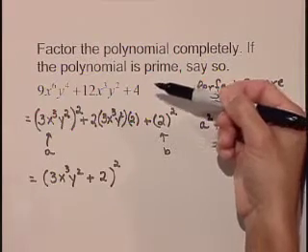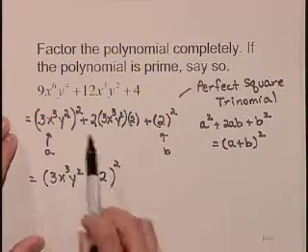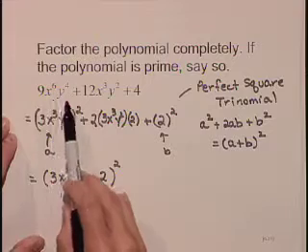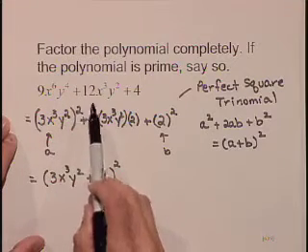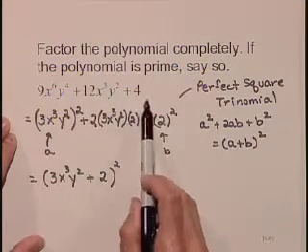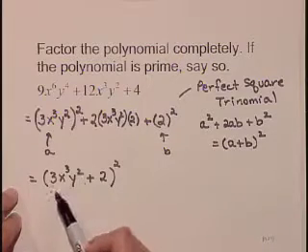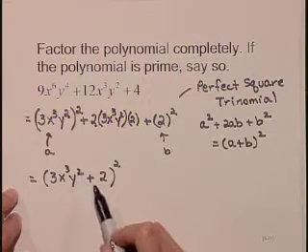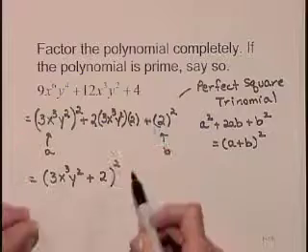I think we will then find that the correct completely factored form of 9x to the 6th y to the 4th, plus 12x to the 3rd y squared, plus 4 is indeed 3x to the 3rd y squared, plus 2, quantity squared.